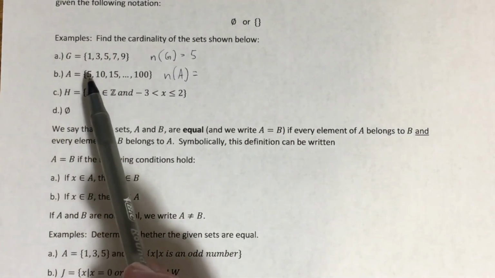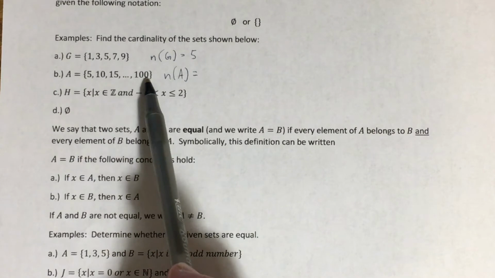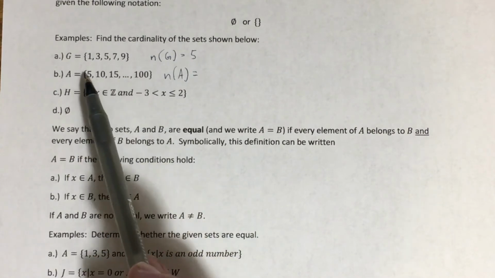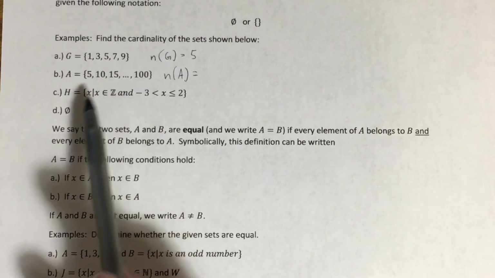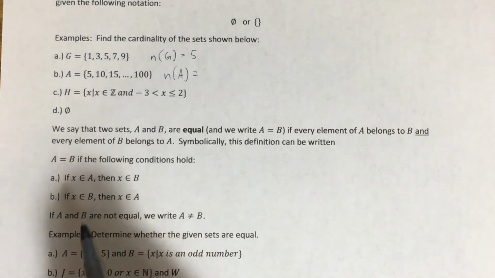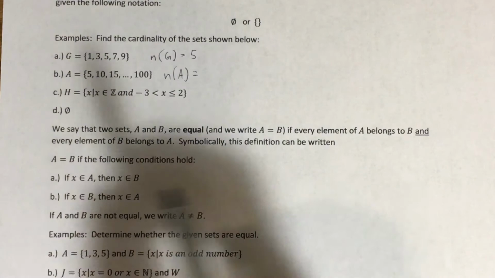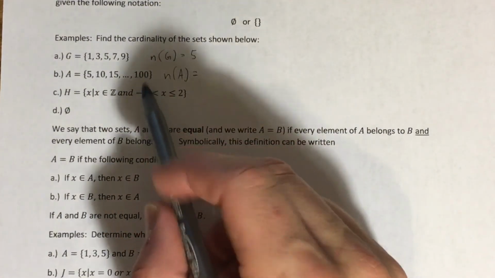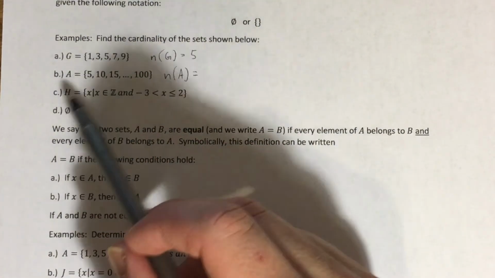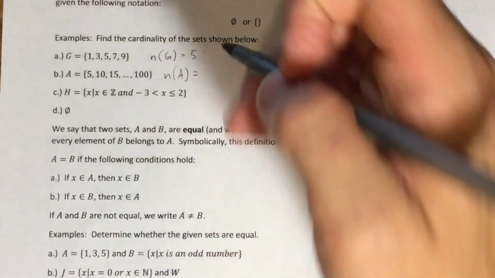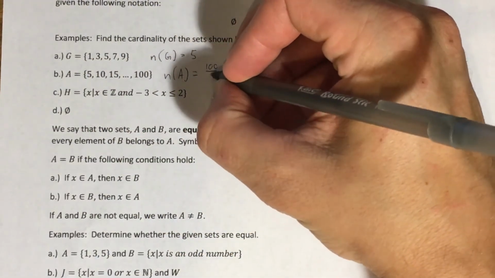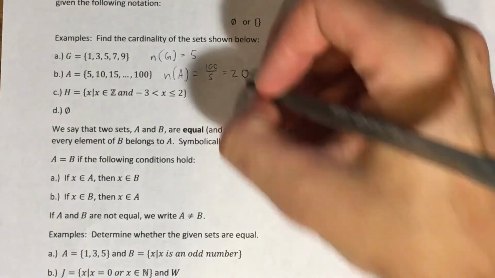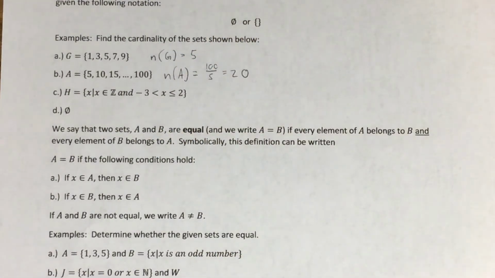So this is the set of all multiples of 5 between 5 and 100, including 5 and 100. The easiest way to determine this, instead of just listing them all out and counting them one by one, is to use division. 100 is the ending point, and if I divide that by 5, I would get the total number of multiples of 5, from 5 to 100. 100 divided by 5 is 20. So the cardinal number for this set A would actually have to be 20.